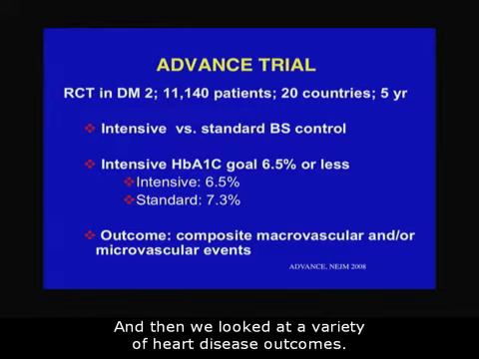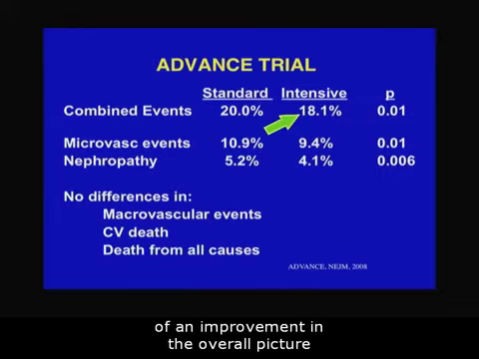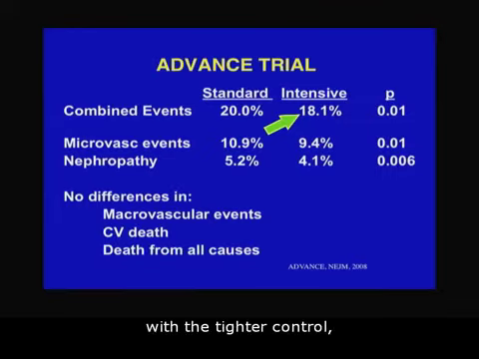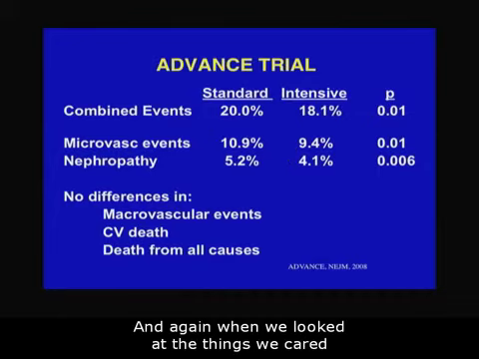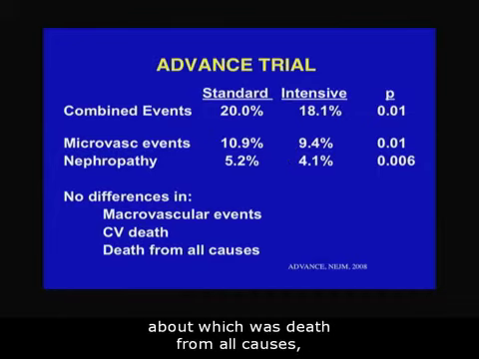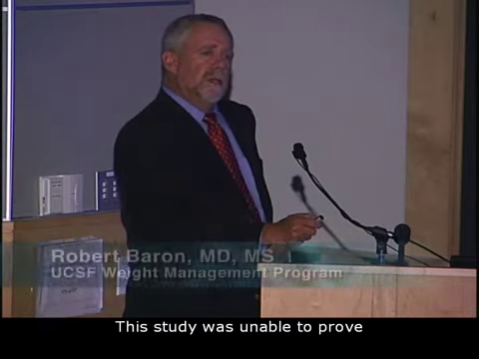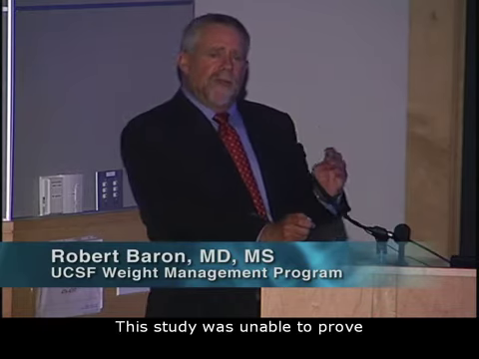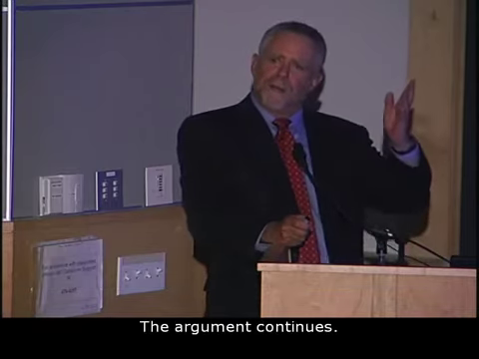And then we looked at a variety of heart disease kind of outcomes. And basically what it showed was that there was a little bit of an improvement in the overall picture with the tighter control, about 2%, but it all came from microvascular events, which themselves aren't that common. And again, when we looked at the things we really cared about, which was death from all causes, death from heart disease, and other macrovascular events like stroke and so on, there were no differences. So this study was unable to prove that tight control was more effective. So no big deal. Argument continues.